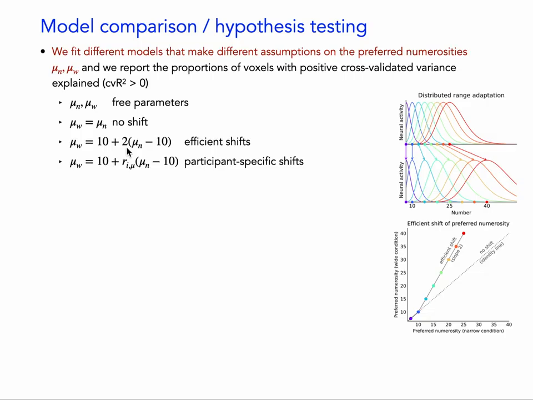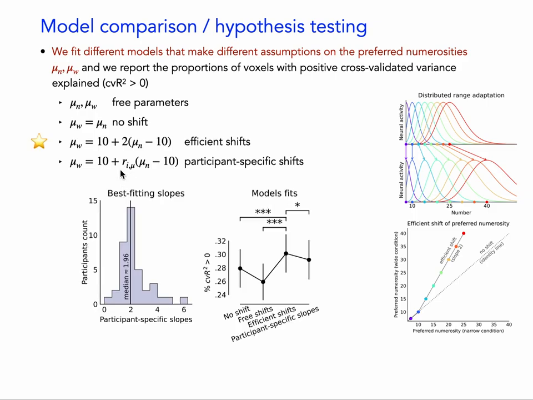And so we obtain a linear shift with a slope of 2, but we can also consider the possibility that each participant adapts differently to the context, to the prior. And so we have a model here in which this slope is a participant-specific parameter. So each participant has a different value of the slope. And this last model is interesting because we can look at the distribution of this parameter across participants, and we obtain a distribution that's centered around essentially 2, which is precisely the value implied by distributed range adaptation.